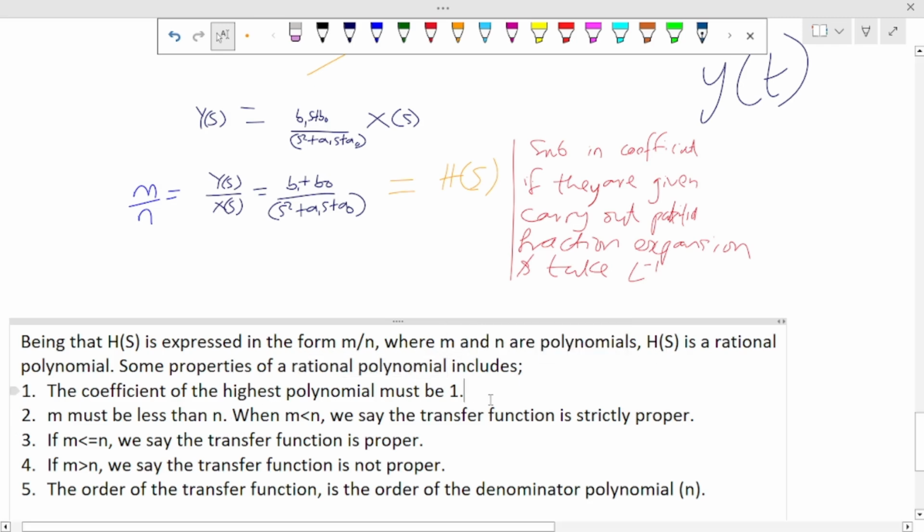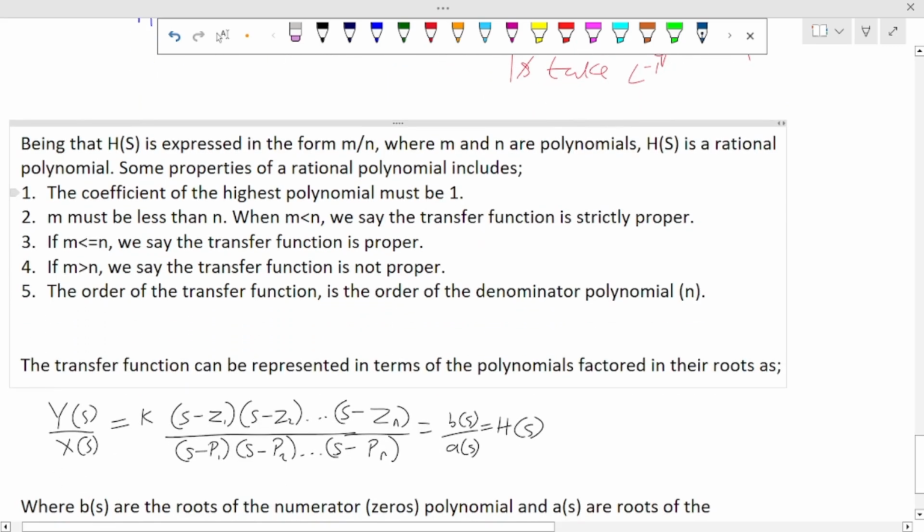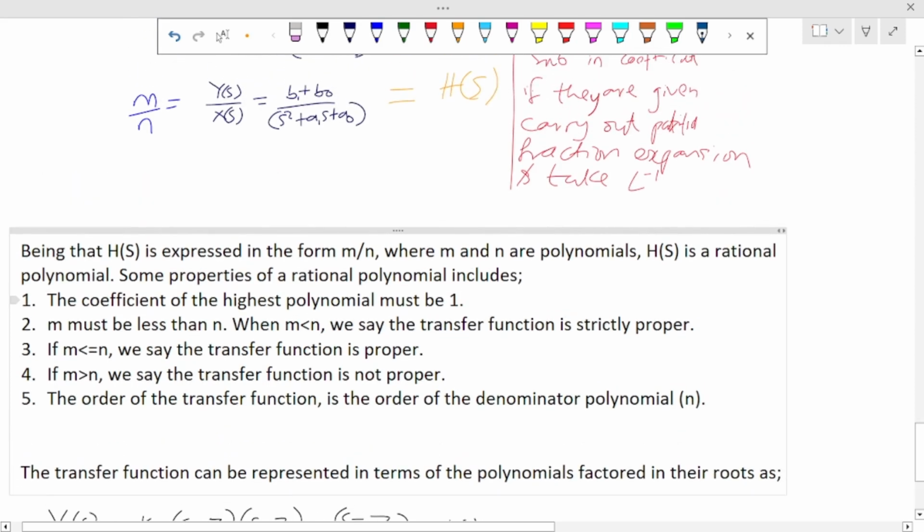One of the properties of a rational polynomial is that the coefficient of the highest polynomial must be 1. The coefficient is just the number close to the variable. So the coefficient of the highest polynomial must be 1. What's the highest polynomial here? This is the highest polynomial. This polynomial is higher than this one. Why? Because of the power.